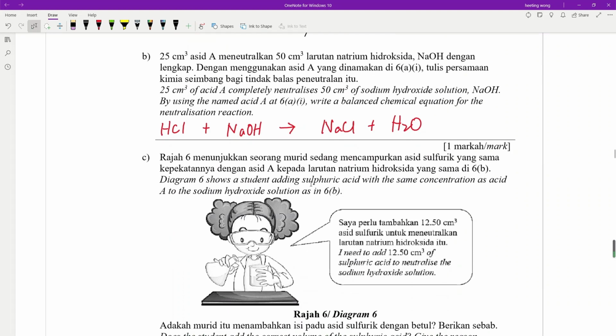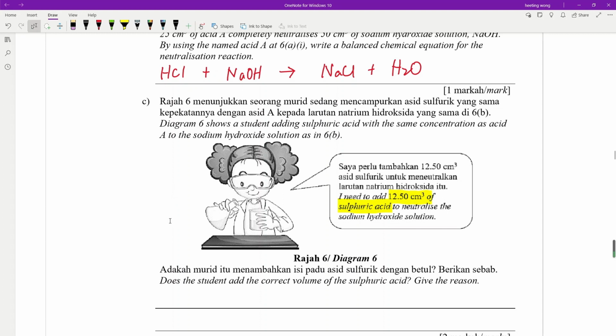Now the diagram shows a student adding sulfuric acid with same concentration as acid A to the sodium hydroxide. So I need to add 12.50 cubic centimeter if using the sulfuric acid. Initially it is 25 cubic centimeter of acid A. So does the student add the correct volume of the sulfuric acid? Give a reason. The answer is yes. Why?